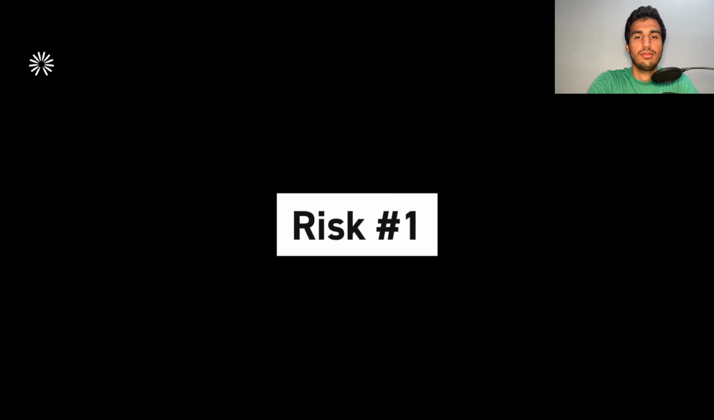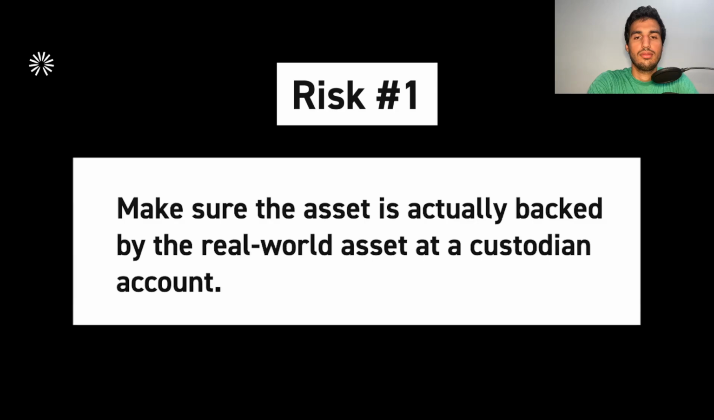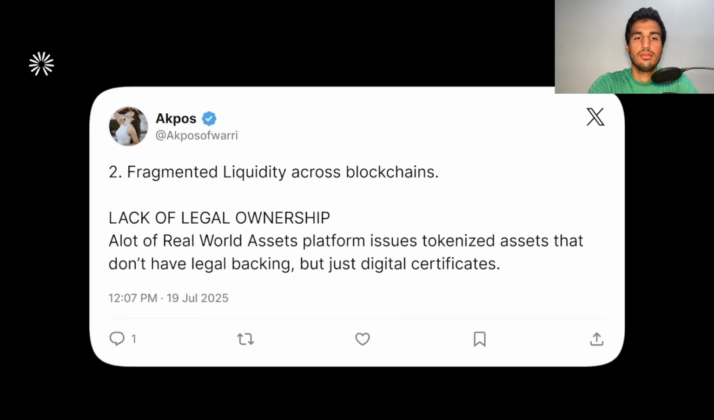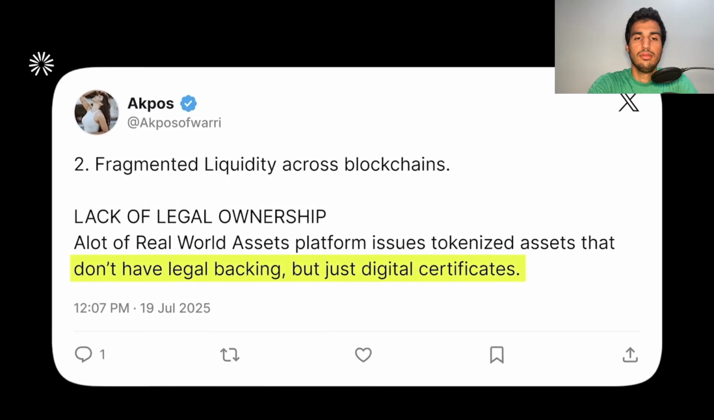So first and foremost, when you hold an asset on chain, a token on chain, you want to make sure that the asset that you hold is actually backed by the real world asset at a custodian account. This may seem pretty straightforward and obvious, but there have been plenty of examples and instances historically where people have tokenized an asset, but the on-chain asset was in fact not backed.